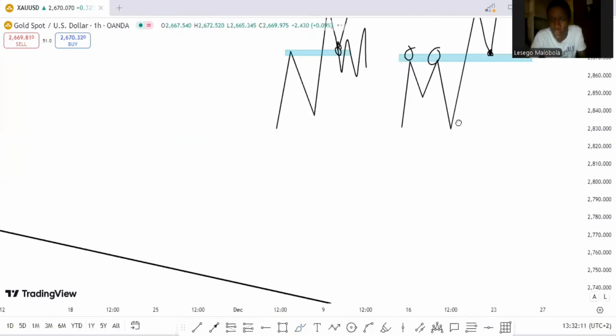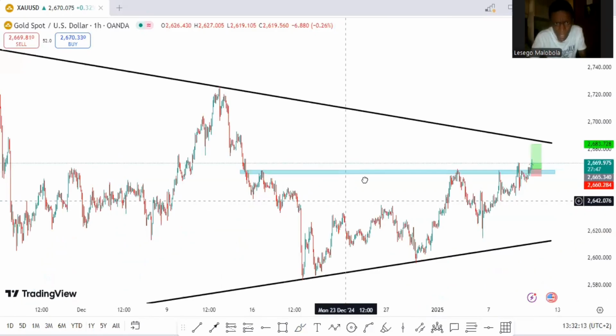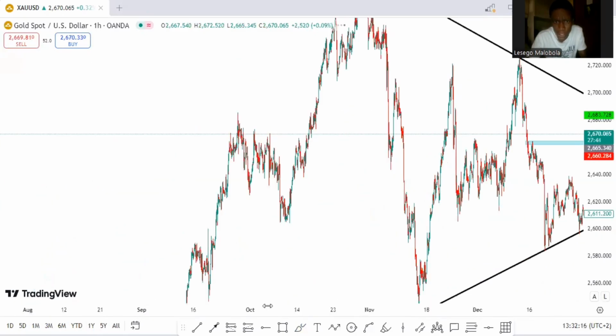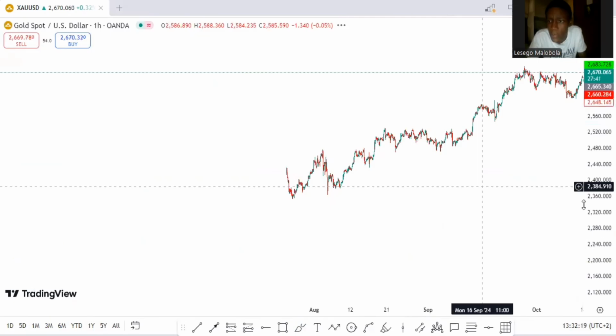So let's just jump into it and backtest support and resistance. Let's go all the way. You know how we do it with support and resistance, right?